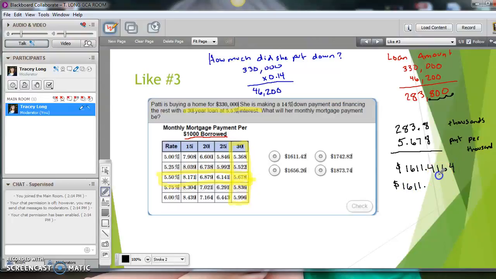1611 point. I want to round to this decimal place, so I'm going to look at this number. The number after it is 5 or larger, so I'm going to round up. So I'm going to make it $1,611.42, which is right here.